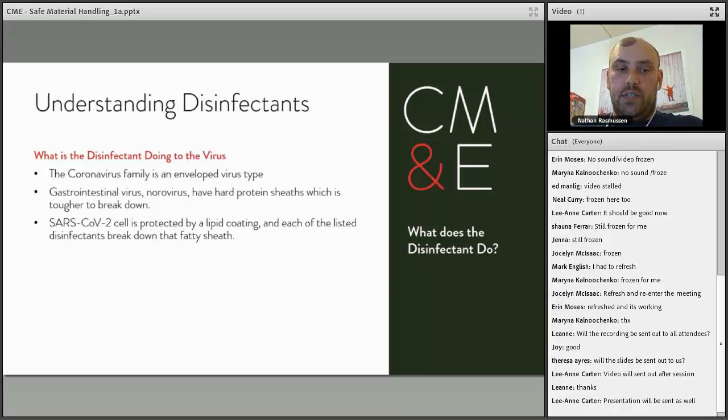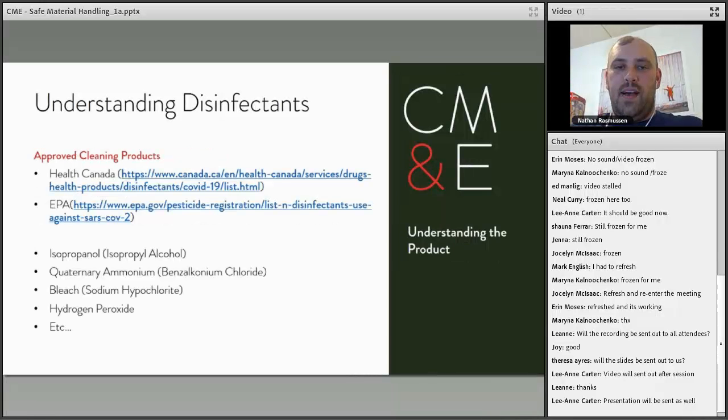Some of the other viruses that we see commonly, the gastrointestinal virus, the GI tract virus type, the norovirus, have a hard protein sheath. It's tougher to break down. It's not going to be rendered inactive with all of the same products or all of the same procedures. So we need to make sure that we're using the right product in the right way. All of the products listed on the Health Canada hard surface disinfectant list, as well as the EPA hard surface disinfectant list, have been proven to be effective against those lipid sheath viruses.